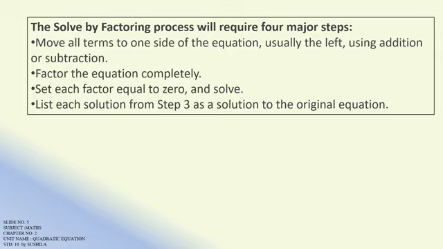Now here are some steps for factorizing the equations. First step, move all terms to one side of the equation, usually the left, using addition and subtraction. Second step, factor the equation completely. Third step, set each factor equal to 0 and solve.